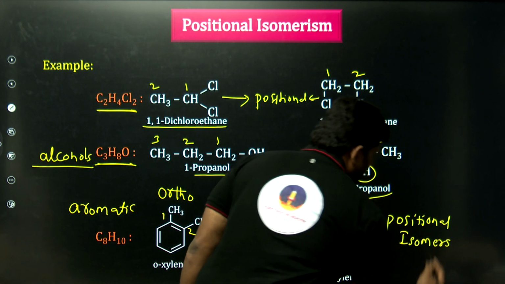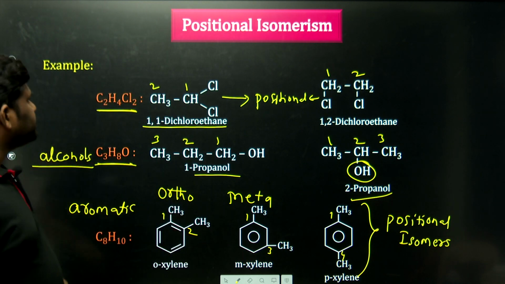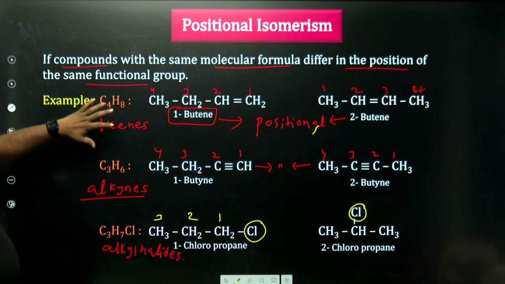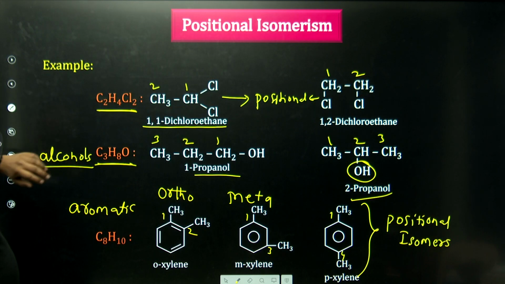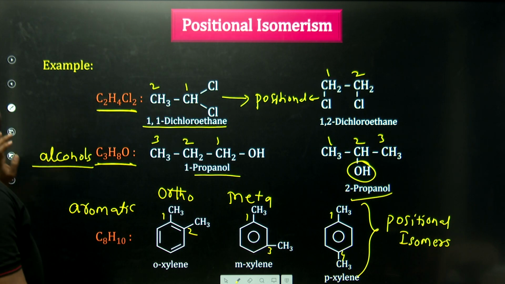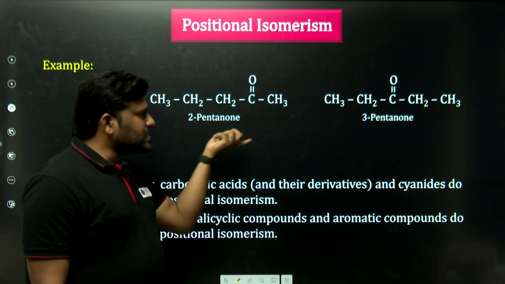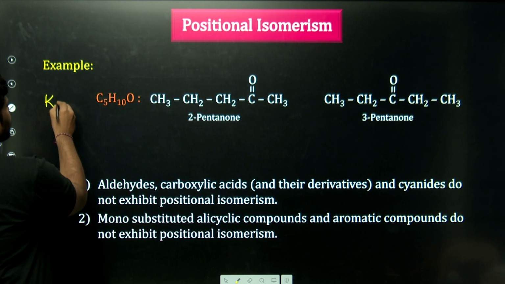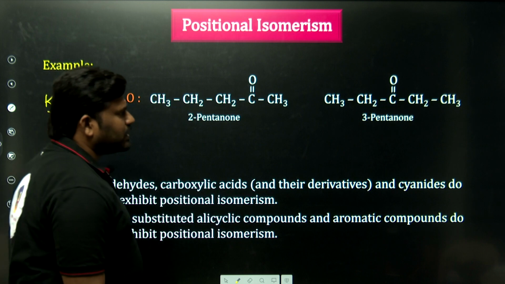So alkanes cannot exhibit positional isomerism; alkenes, alkynes, alkyl halides, then dihalides, alcohols and aromatic compounds can. These are the positional isomers. Not only this, ketones, with the C double bond O group, also exhibit positional isomerism.